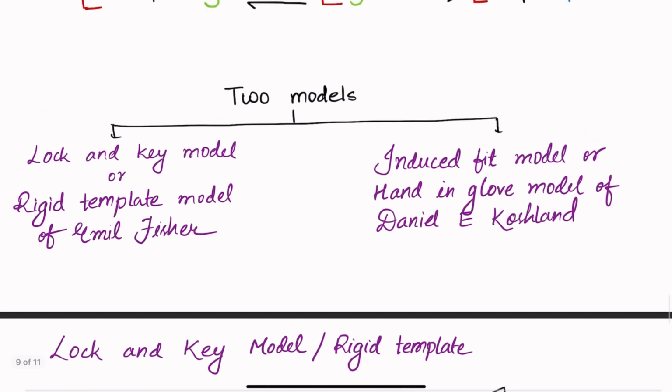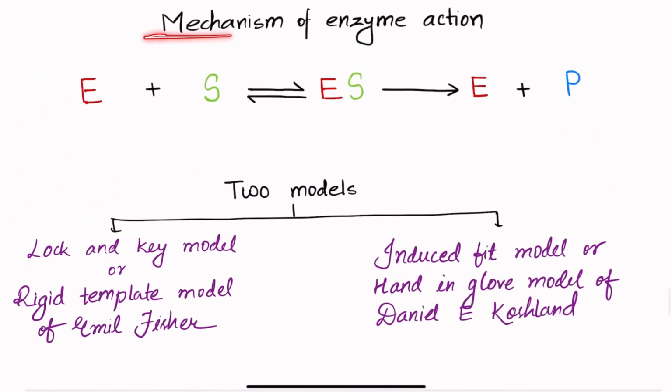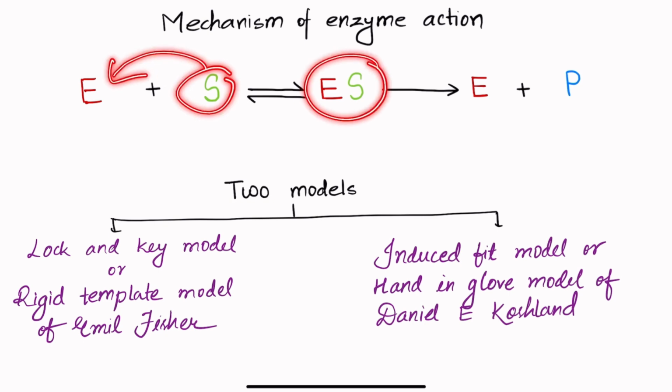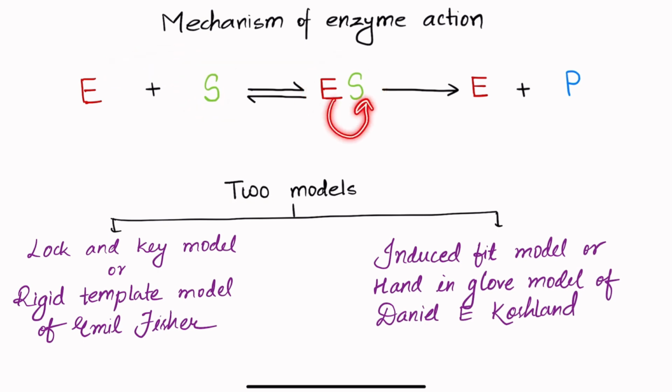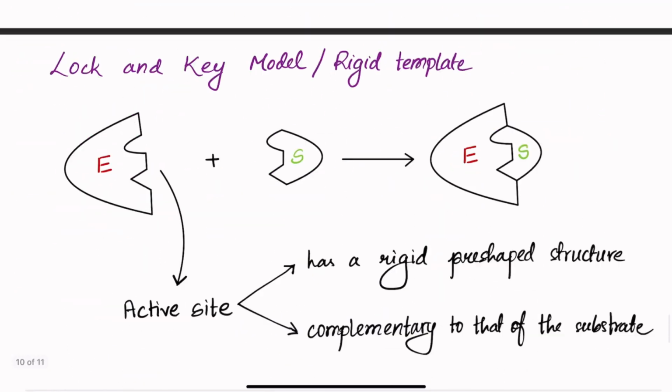Let me revise the whole thing for you. So, mechanism of enzyme action. The substrate binds with enzyme to form enzyme substrate complex. The enzyme brings about changes in the substrate to form product. The mechanism of enzyme action depends on the way enzyme substrate complex is formed, and there are two different models explaining it. The first is the lock and key model or rigid template model, and the second is the induced fit model or hand in glove model.